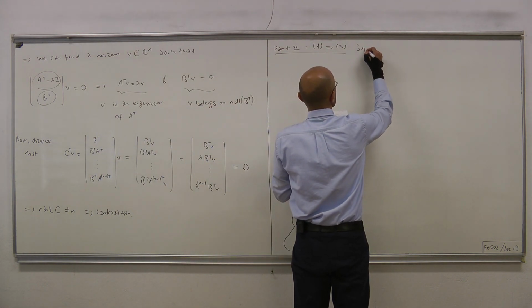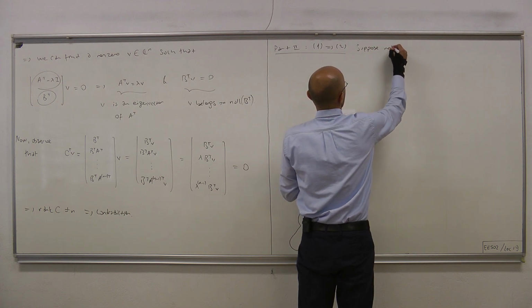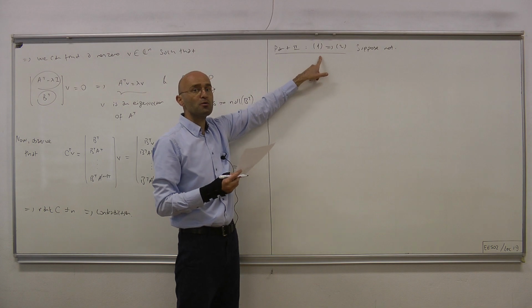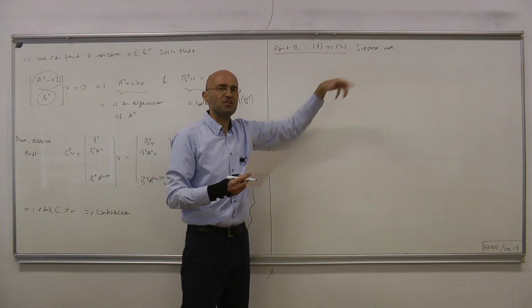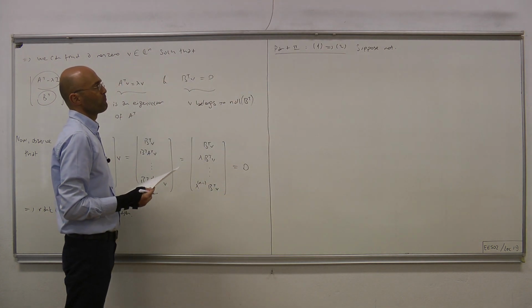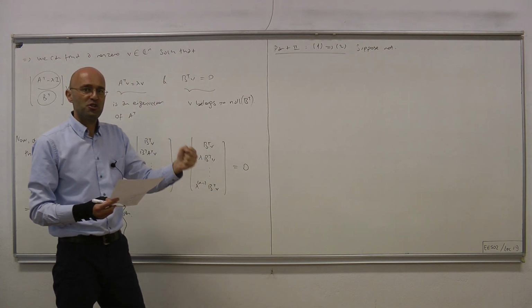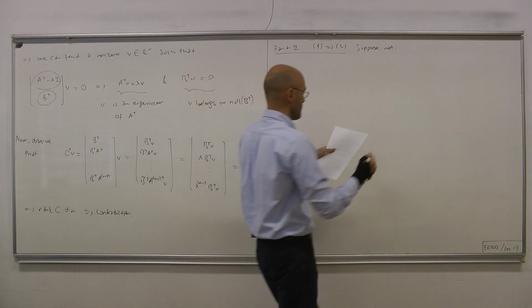So suppose not. That is, 1 holds, but 2 doesn't. Now, 2 doesn't hold means that the rank of the controllability matrix is strictly less than n.